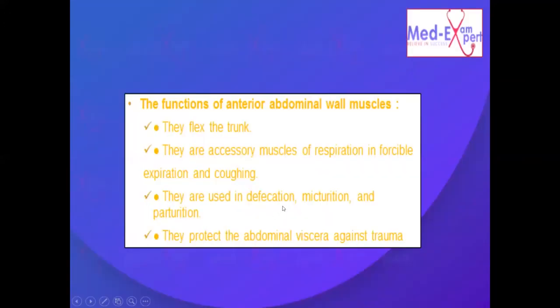Okay, before we proceed in more detail on these muscles, we need to know the functions of the anterior abdominal wall muscles. They flex the trunk. They are accessory muscles of respiration and forcible expiration and coughing. They are used in defecation, micturition, and parturition, plus they protect the abdominal viscera against trauma. Okay?